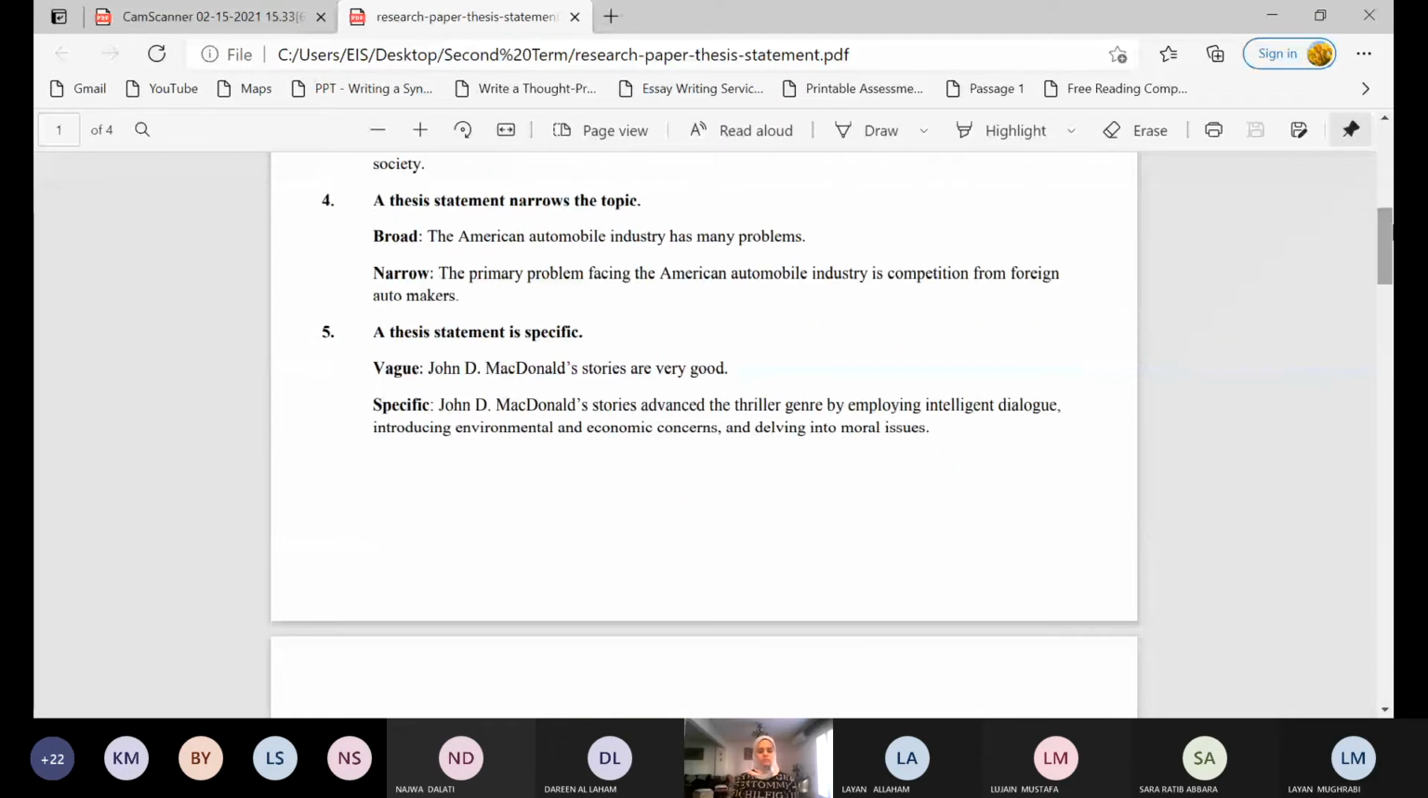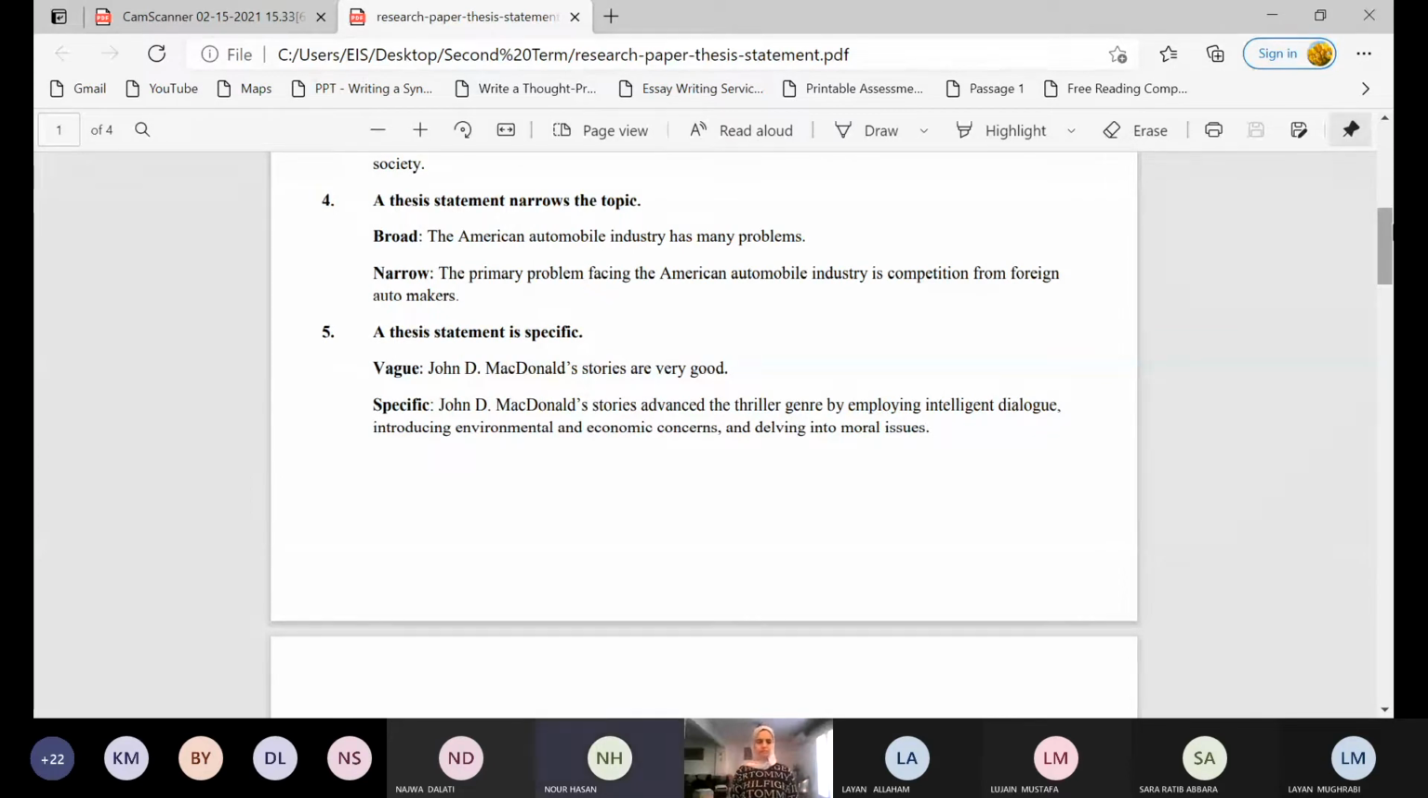Number 4, a thesis statement narrows the topic. Broad: the American automobile industry has many problems. Narrow: the primary problem facing the American automobile industry is competition from foreign automakers. So as we said before, it is a broad topic. I narrow it to the primary problem, so I will talk about what? One problem facing the American automobile industry is competition from foreign automakers. Okay, so narrow it.